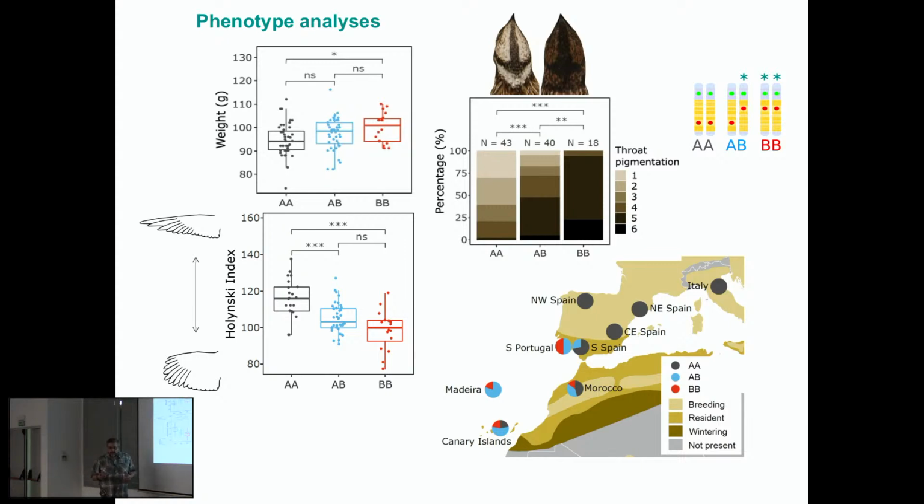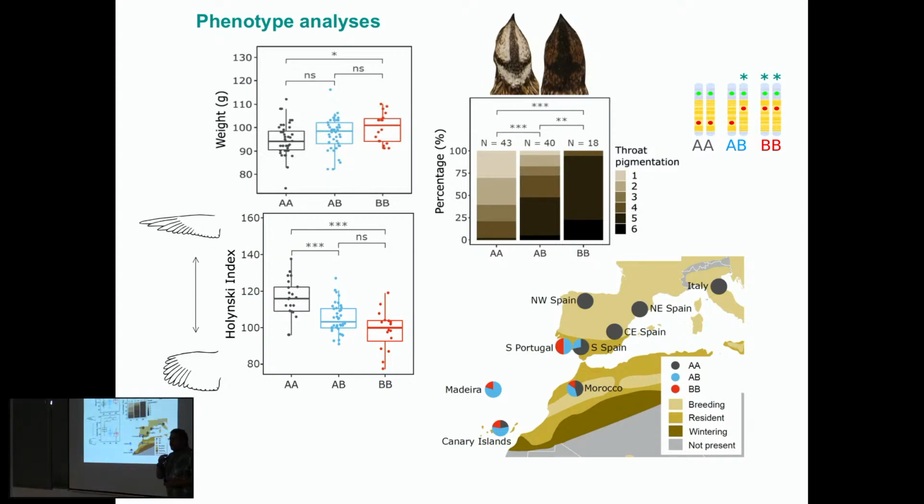We could also make an analysis of the pigmentation. Just to simplify, we made 6 categories according to the degree of pigmentation on the neck and throat, and counted how many individuals we have in each category. We see that while common quails over most of the distribution are relatively pale, the ones with the inversion tend to be much darker, and the heterozygotes are somewhere in between.